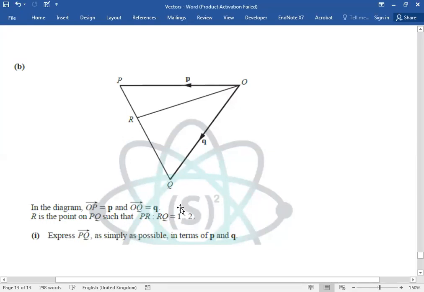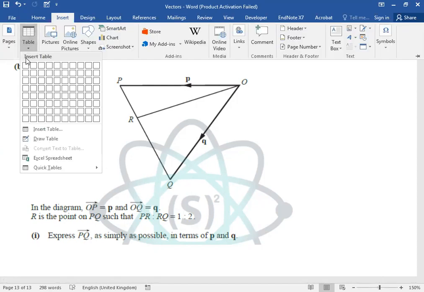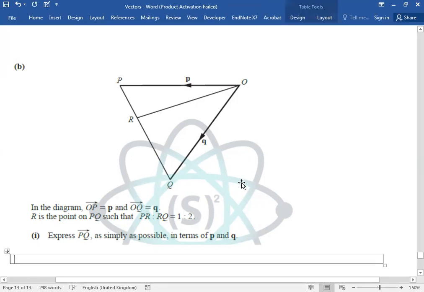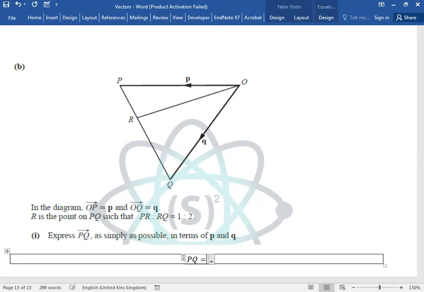We can always make ratios from the total quantities. So the first part is asking us to express PQ as simply as possible in terms of P and Q. So what path will you make for PQ if I want to go from P to Q? What path do you suggest?